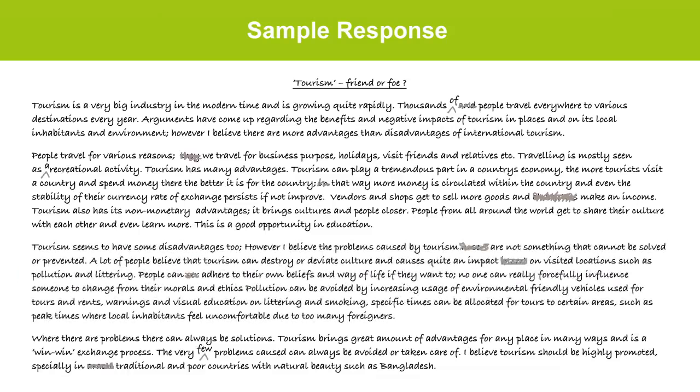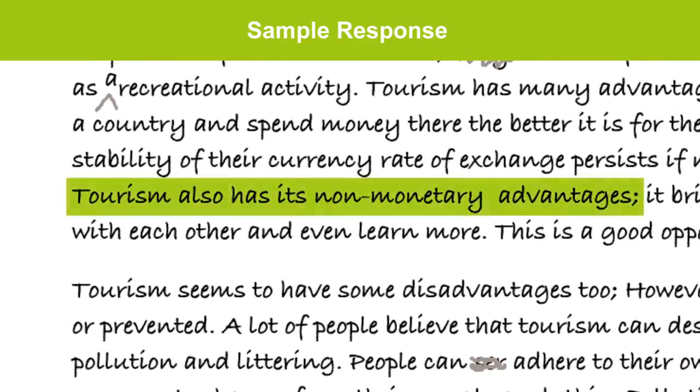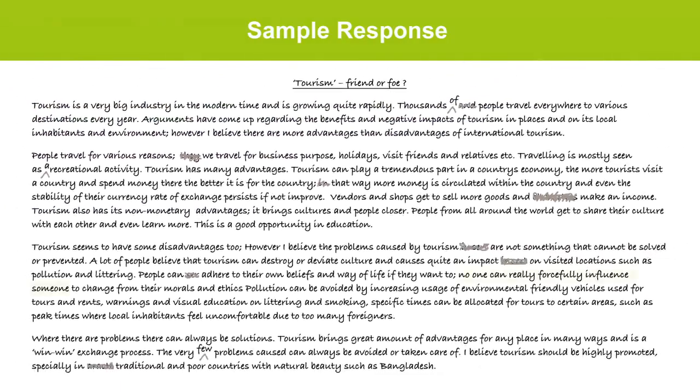In terms of lexical resource, this answer has a good range of vocabulary, which is used accurately and flexibly, as you can see here. Traveling is mostly seen as a recreational activity. And here, tourism also has its non-monetary advantages. The answer also has good use of collocation, which means words that go together and sound correct to native English speakers. No one can really forcefully influence someone. Here, forcefully influence is a good collocation.